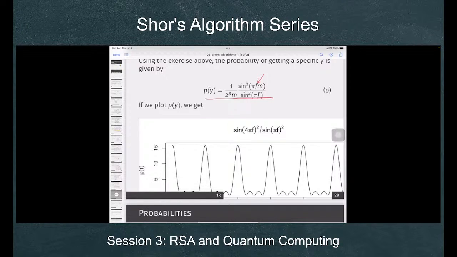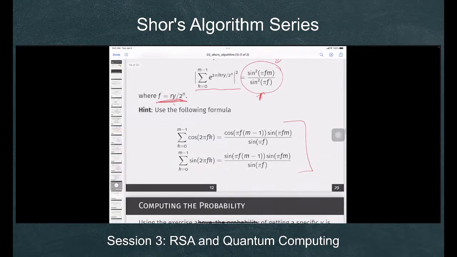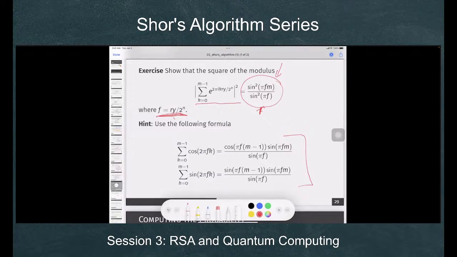We can say that at integer values, the probability is high. There's a high probability that you will get these values here. But these values here are the values of f, and we are not looking for f. We are looking for r. So what is f? F is this one here.